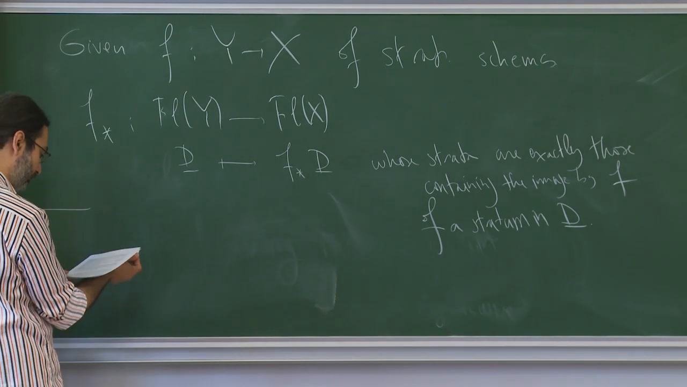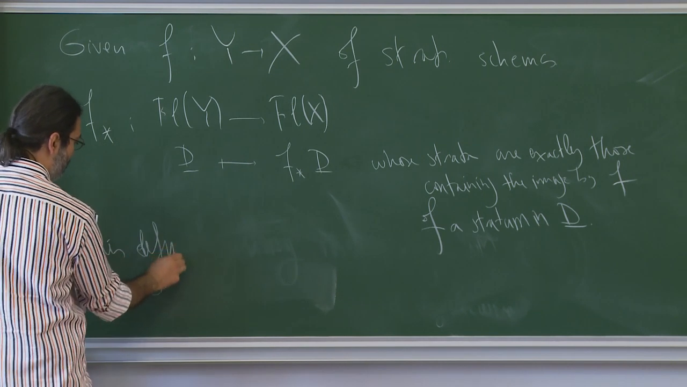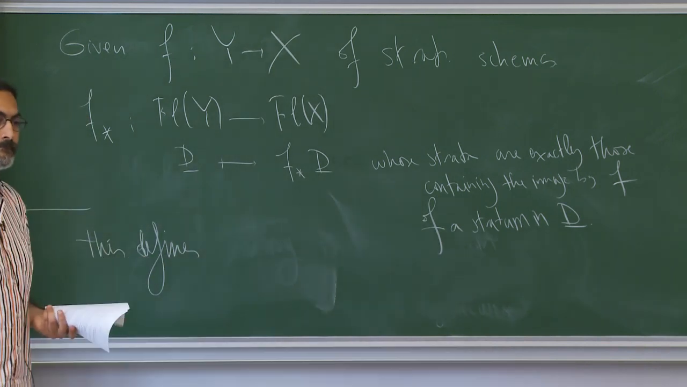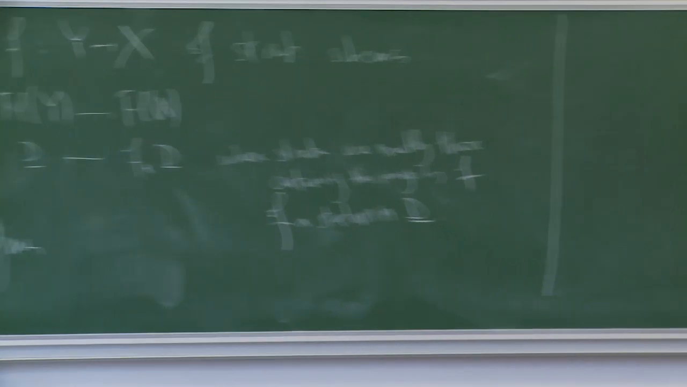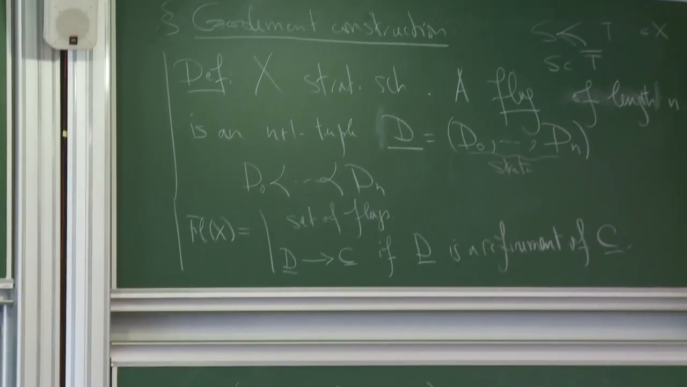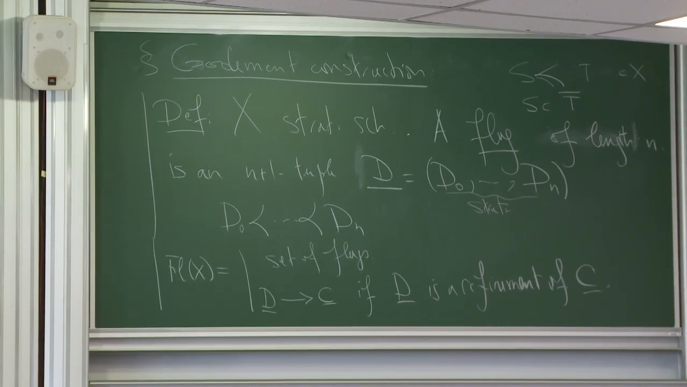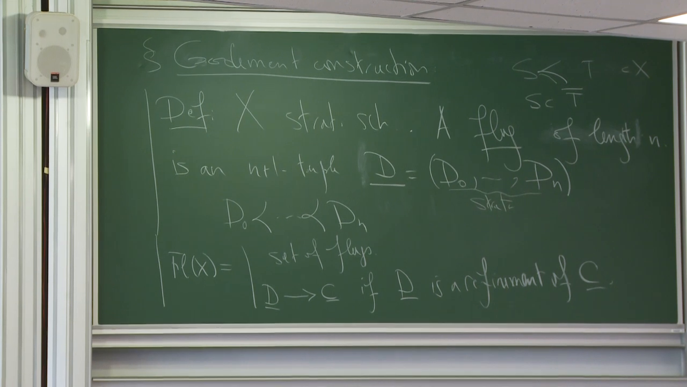It gives me a 2-functor. So a flag, you can't have an empty flag. The empty flag does not exist because the lengths start from zero. So okay, I don't want an empty flag.